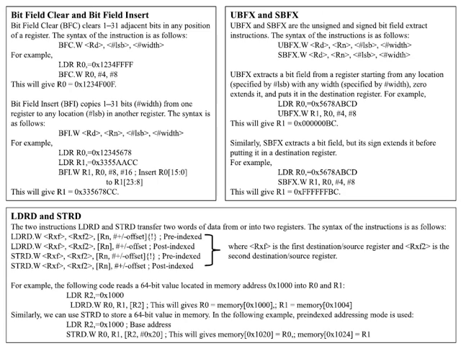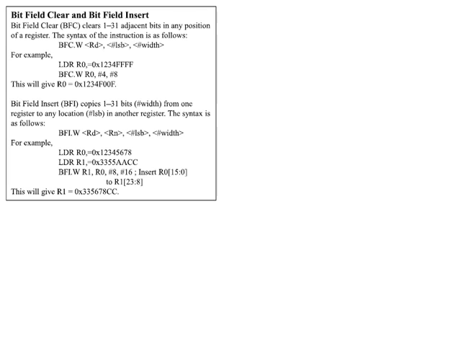Similarly, we have bit field clear, UBFX, and one more thing. Bit field clear and bit field insert: bit field clear will clear 1 to 31 adjacent bits in any position of the register. The syntax is given, and the examples are the main thing here.